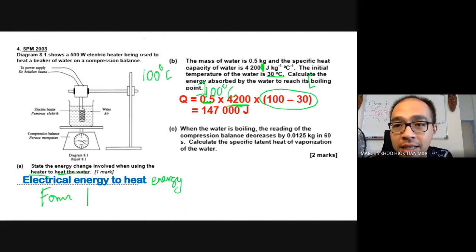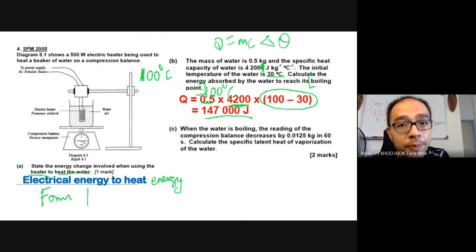You shouldn't even be asking this question, what is the boiling point of water? Jangan sampai kau tertanya soalan ini pada tahap Form 4 Physics. Okay, don't be an embarrassment to yourself. Please know this, okay? Ini semua orang tahu ini. So 147,000 joules. We use the formula Q equals mc delta theta.